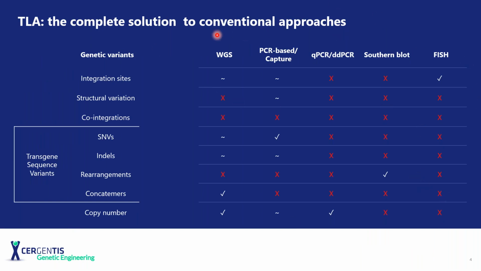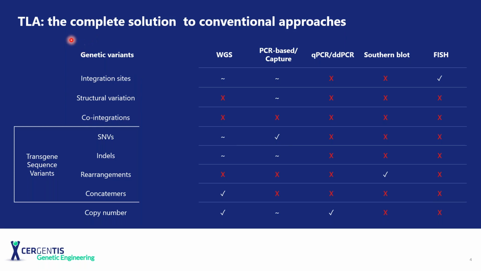And going to the techniques that people usually use to assess all these different genetic parameters of interest, you are likely familiar with all these methods. And typically, none of them can produce enough data to comprehensively assess each of these genetic variables. So for example, FISH can be used to study integration sites, but it doesn't tell you much about structural variation, co-integrations, or single nucleotide variants. And Southern blot can tell you about rearrangements, but it doesn't tell you about the other parameters. And so you will need a combination of approaches to get all this overview, and that ends up requiring a lot of time and also a lot of resources.